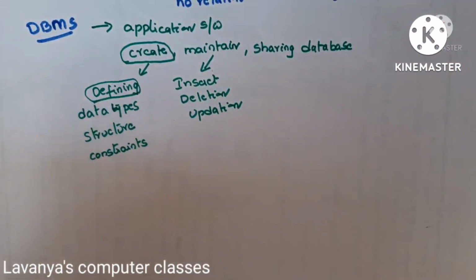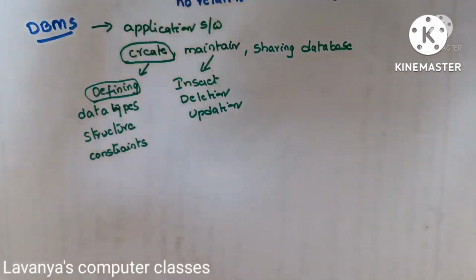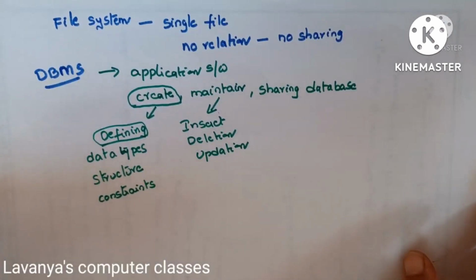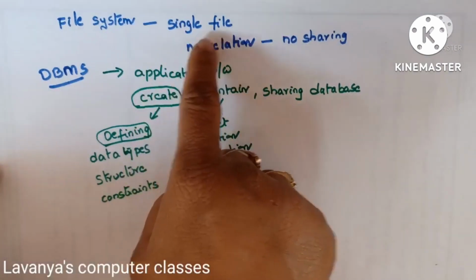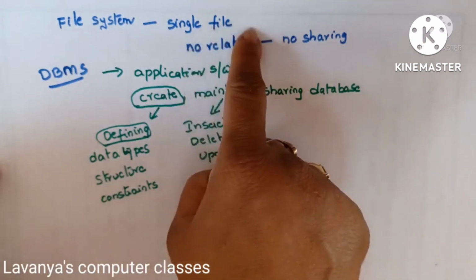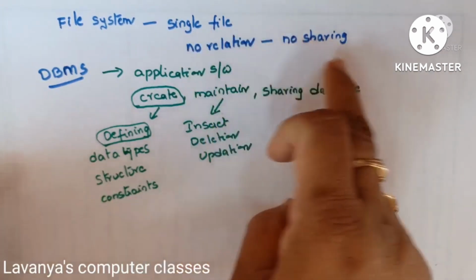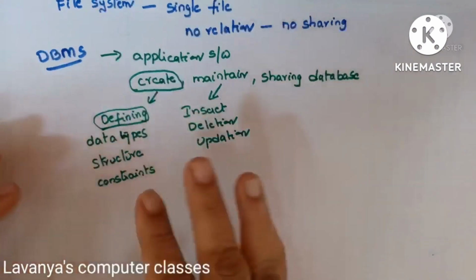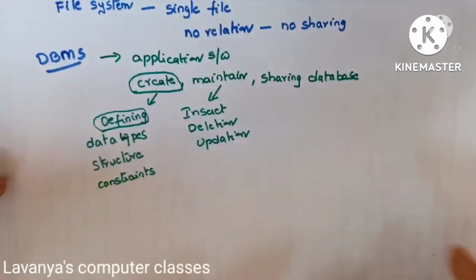So in this video, we explained what DBMS is, what the proper terms used in DBMS are, and what a file system is and what DBMS is. A file system is used for storing only single files. There is no relation and no sharing. In the next video, we'll explain the advantages of DBMS compared to file systems.